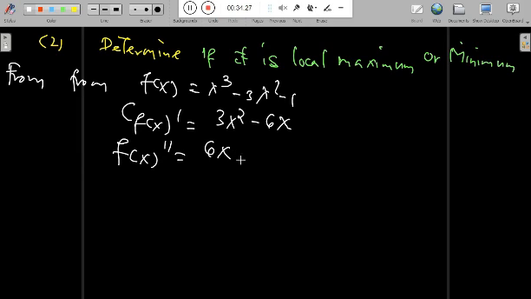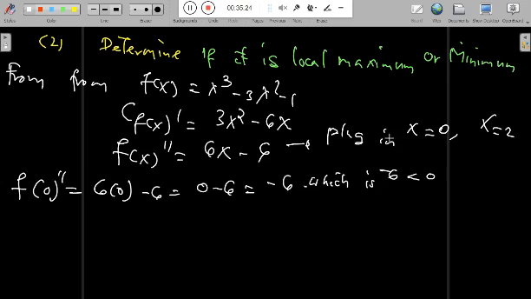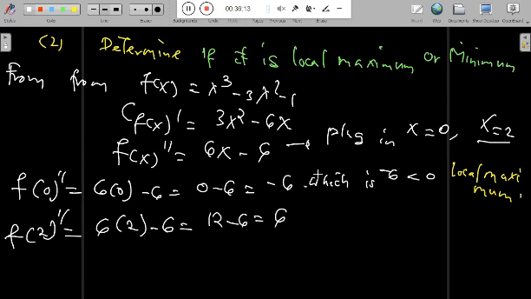In order to prove whether it is a local maximum or minimum, we apply the second order derivative. For the function x cubed minus 3x squared minus 1, the first order derivative is 3x squared minus 6x, and the second order derivative is 6x minus 6. So we plug in the stationary points, x equal to 0 and x equal to 2. The first value, 0, gives negative 6, which is less than 0. So this proves it is a local maximum.